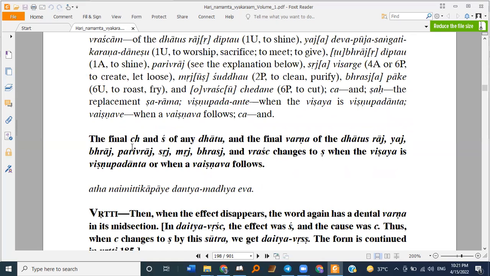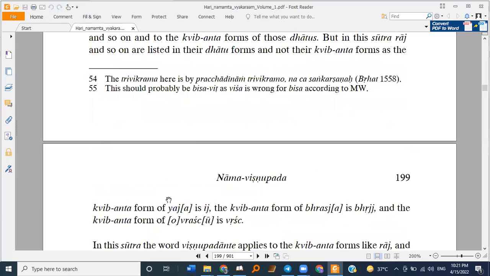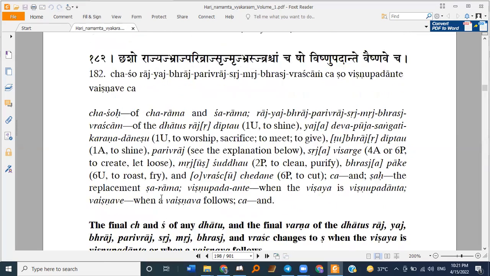The final ch and sh of any dhatu, this is like one thing. And the final varna of the dhatus raj, yaj, braj, paribraj, srij, mrij, vrasht, and vrasht. In this case, it is vrasht. So the final varna of all these changes to sh when the vishaya is Vishnupadanta or when a Vaishnava follows. Okay. So this is Sutra 1182.